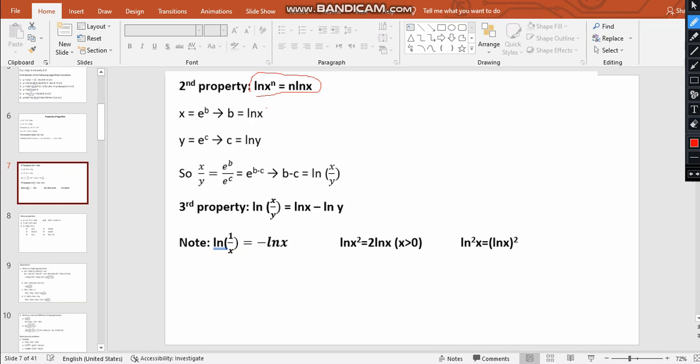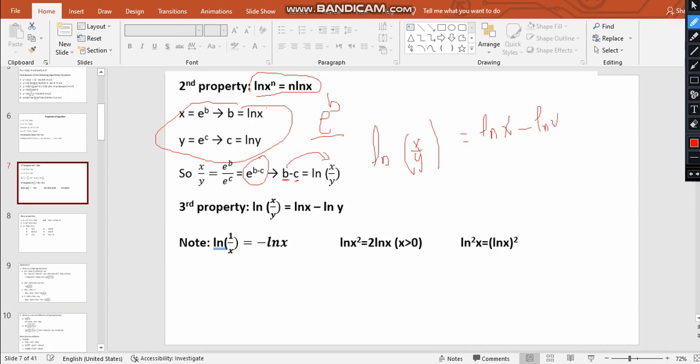Similarly, if you want to do x over y, you're going to get e^b over e^c, so it will be e power b minus c. So b minus c equal ln x over y. And b is ln x, sorry, and c is ln y. So always ln x over y is ln x minus ln y.